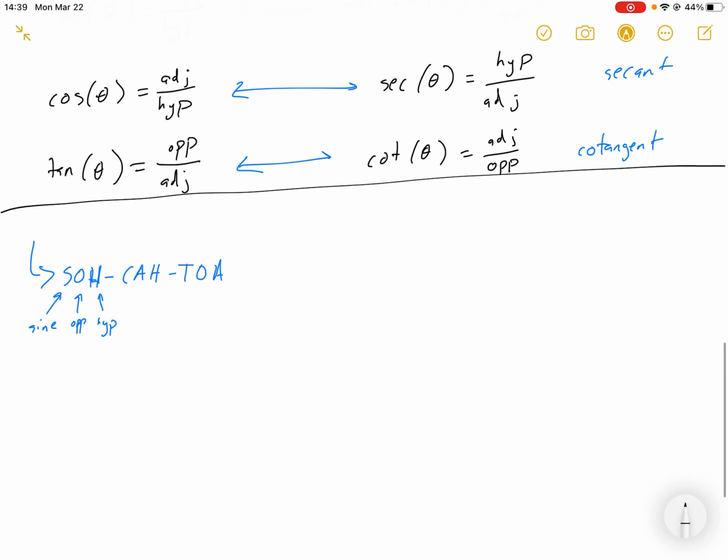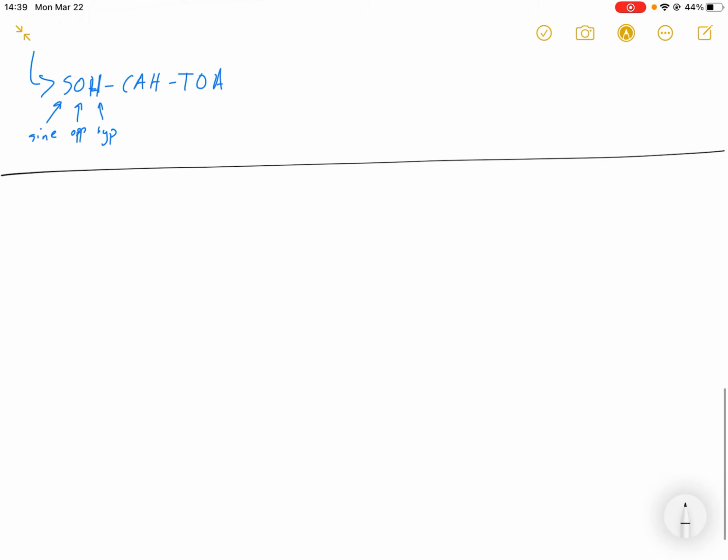All right, so essentially what this means is, let's just say I had a triangle. And I'm going to say that the angle in this triangle is 36.9. So this angle is 36.9 degrees, roughly. And then this side over here is 3, the hypotenuse is 5, and the adjacent side is 4.